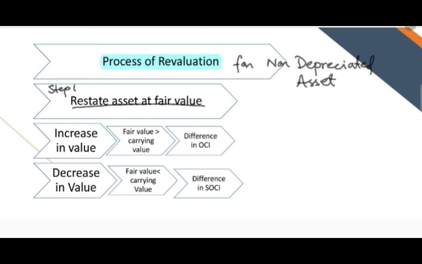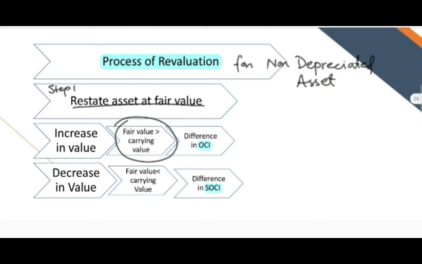If the fair value is greater than carrying value, the difference would be recorded in other comprehensive income. And if the fair value of asset is less than carrying value, then the difference would be recorded in statement of comprehensive income, or you can say statement of profit and loss.